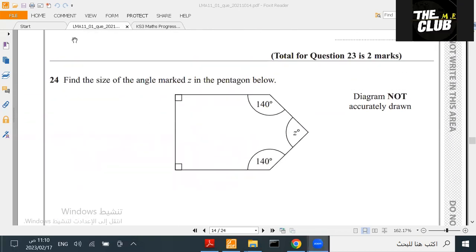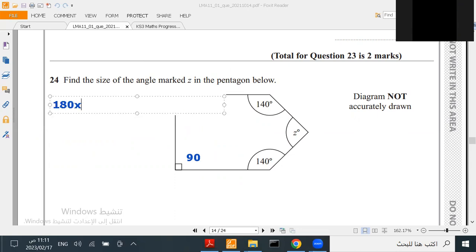Question 24. Find the size of the angle marked Z in the pentagon below. I have angles: 90, as you can see here, 90, and here 140, 140. He needs Z. How do we find it? We find it using a rule. The sum of the angles of a pentagon is 540. That's the idea.